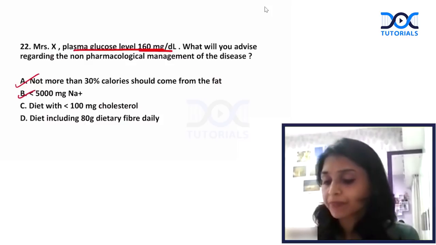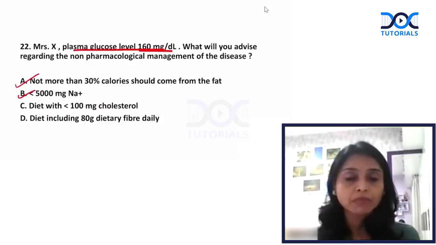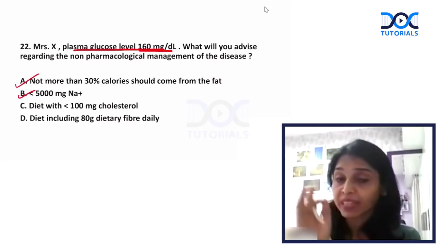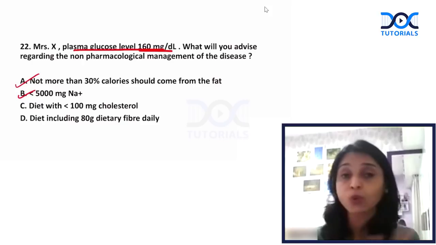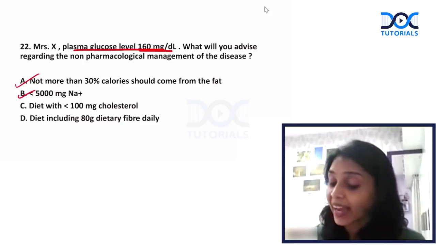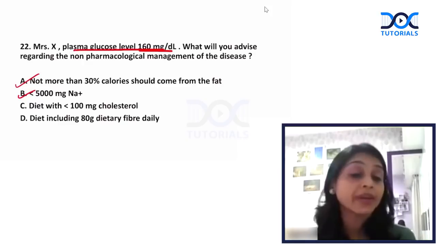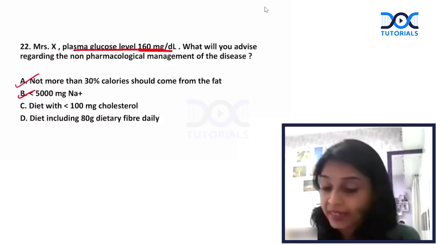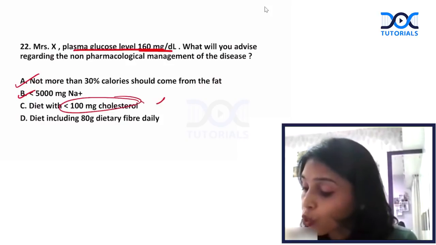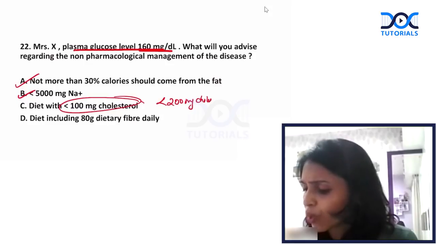What about the next? Sodium, that means salt, should be less than 5 grams. That is also correct. That is also something that you have to tell them. Your salt content should not go beyond 5 grams or 500 milligrams. Diet with less than 100 milligram. No. Diet with less than, not 100 milligram, but it is 200 milligram. Cholesterol up to 200 is okay.